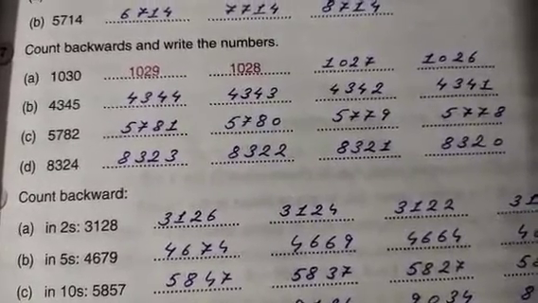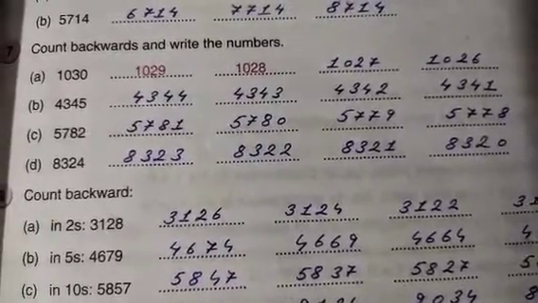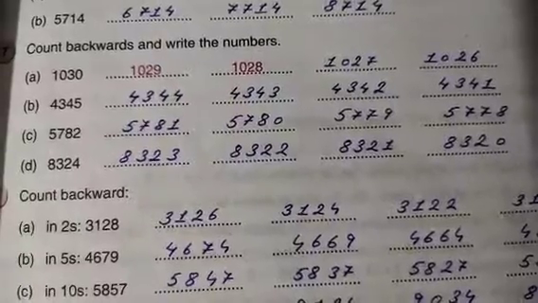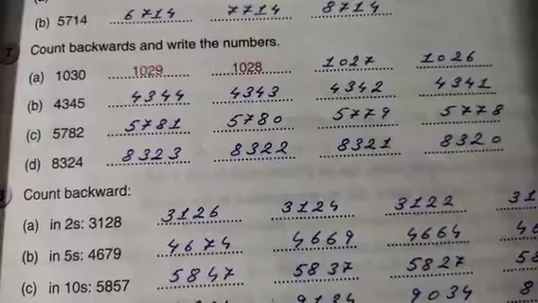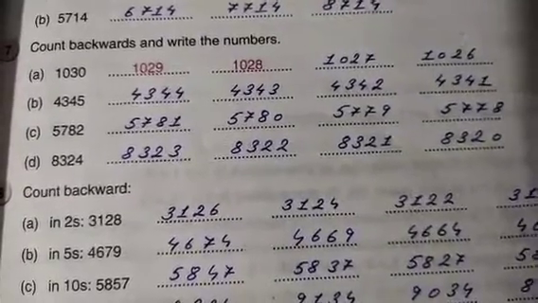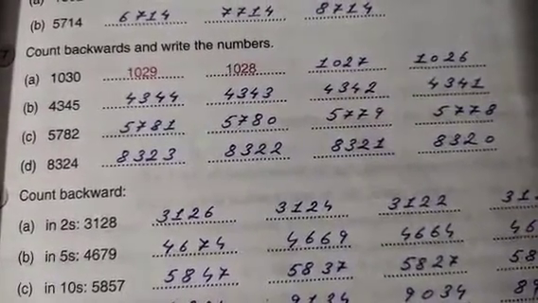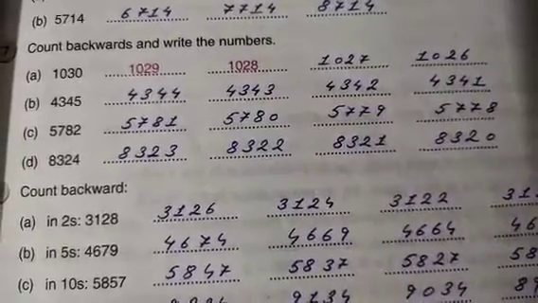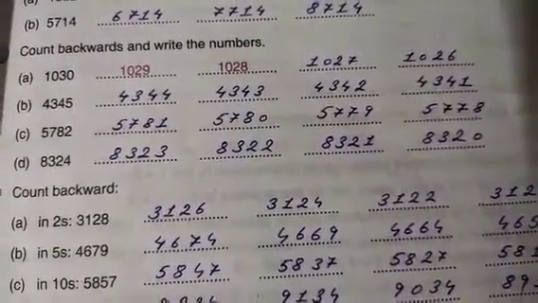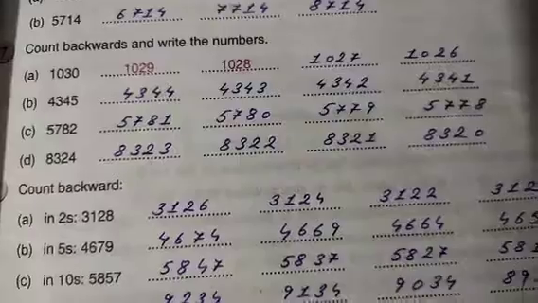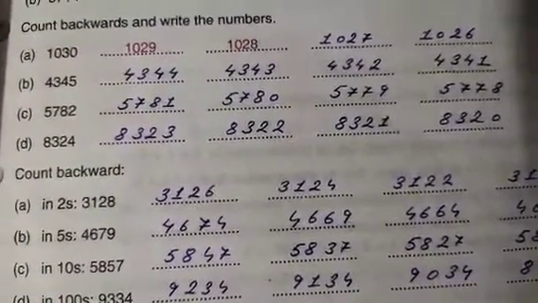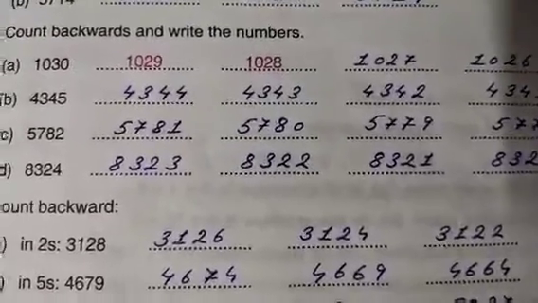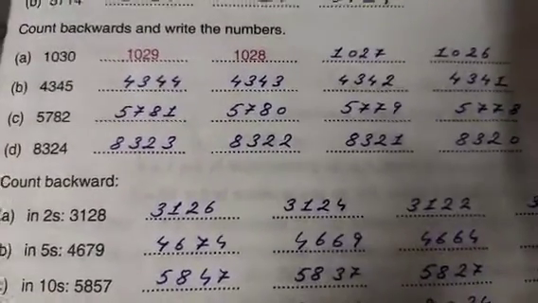B, 4,345, 4,344, 4,343, 4,342, 4,341. That means, children, what? We are moving backwards. It's backward counting. Be very careful and see.